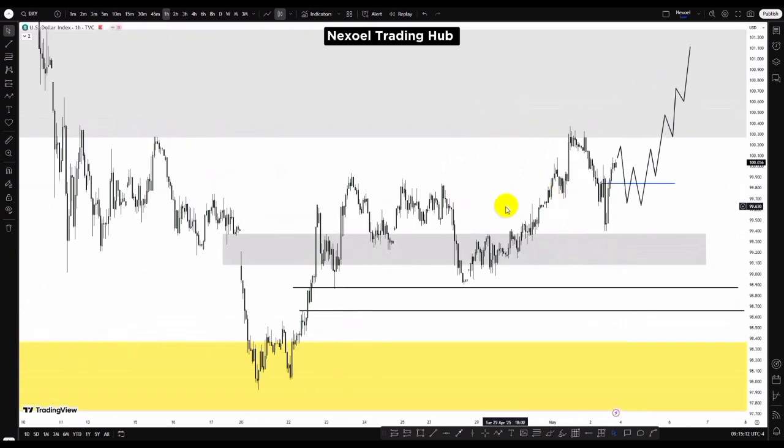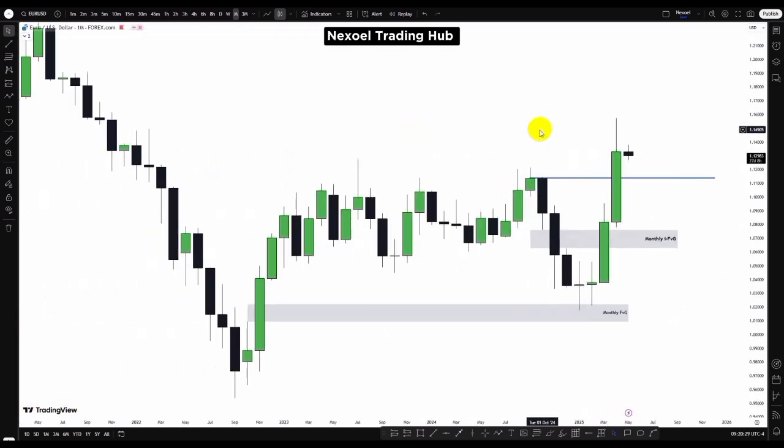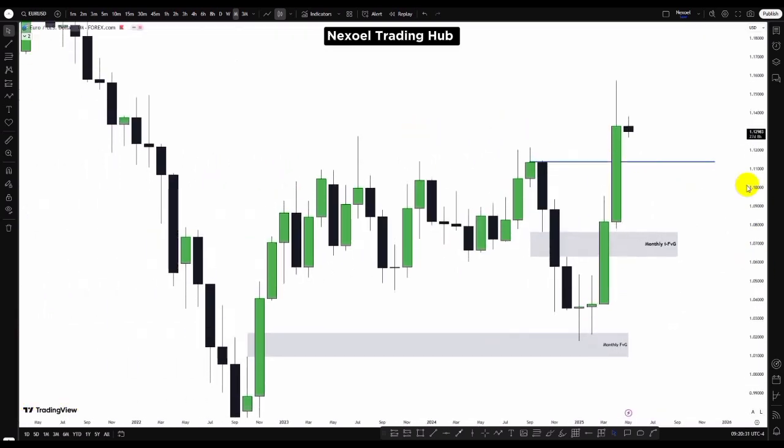Let's check out the EURUSD pair. This is EURUSD from the monthly time frame. So we can also see that EURUSD traded to the upside, taking out buy side liquidity. So we could see the possibility of price giving us bearishness.